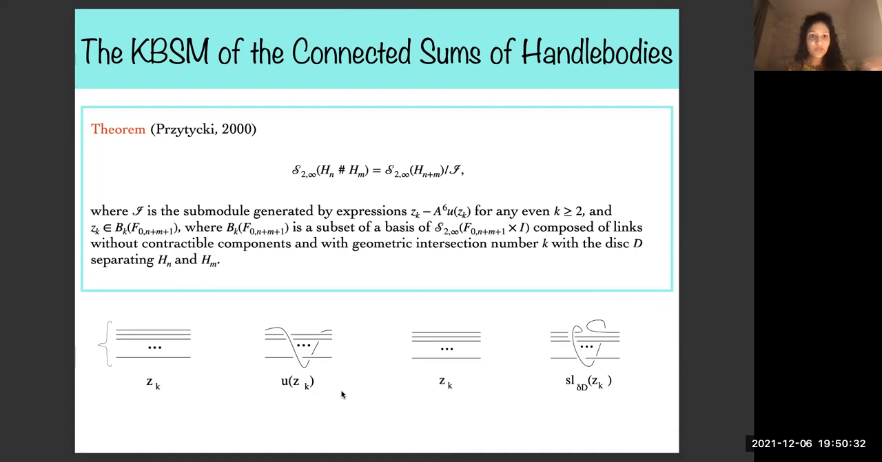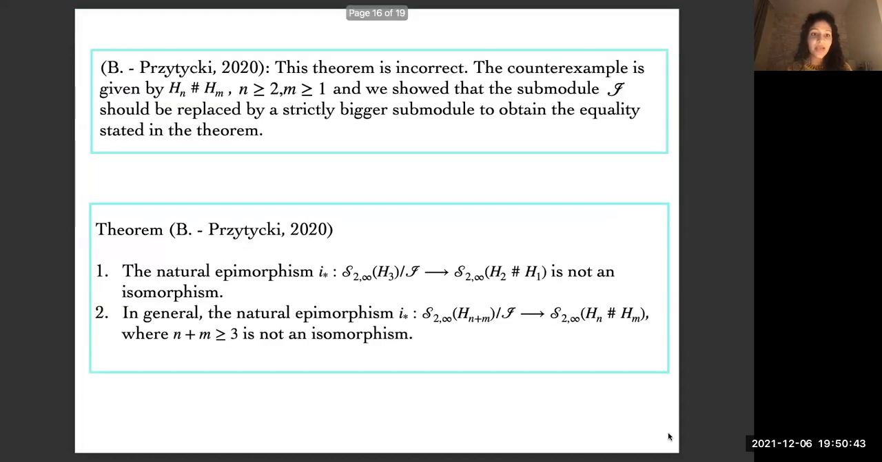However, more than 20 years later, I show that this theorem is not true and that this submodule needs to be generated by more handle sliding relations than stated in this theorem. And in particular, I show that the natural epimorphism due to the embedding of H3 into H2 connected sum H1 is not an isomorphism. And then I generalize this to connected sums where n and m, where n plus m is greater than or equal to 3.